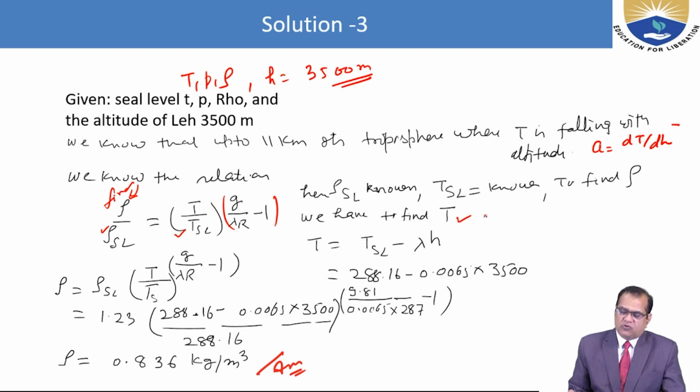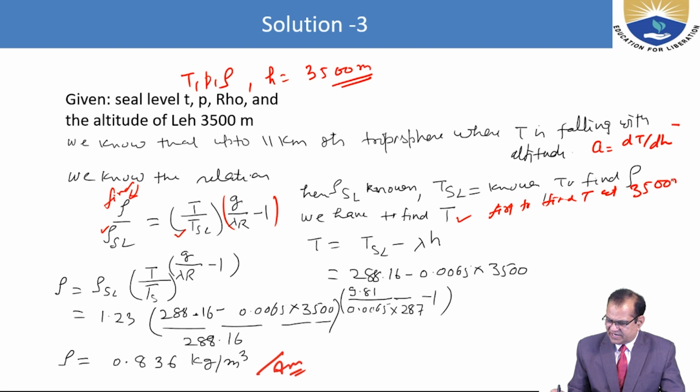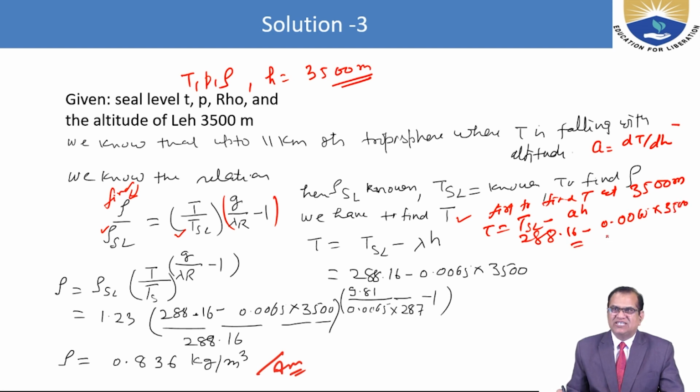So first we have to find T at 3500 meter. We know that T is equal to TSL minus lambda H. Here TSL is 288.16 minus lambda, which is 0.0065, into H, which is 3500. So you will get the value of T here. Okay, so now you can put this value here.